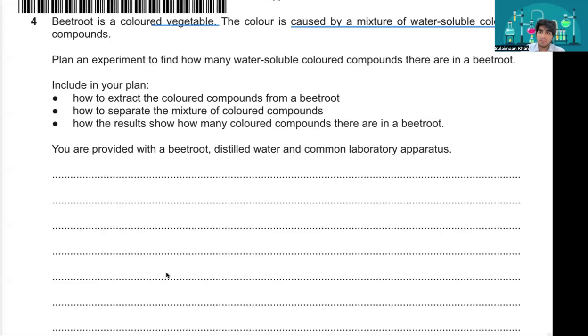At the bottom, as my solvent, I'll use water. I'll dip the paper in water, and then the water is going to rise up the chromatography paper, and all the different spots are going to identify the number of colored substances that you have. So the number of spots that I get are going to be the number of colored substances. Why do we dissolve it in water? Because the color is caused by a mixture of water soluble colored compounds.